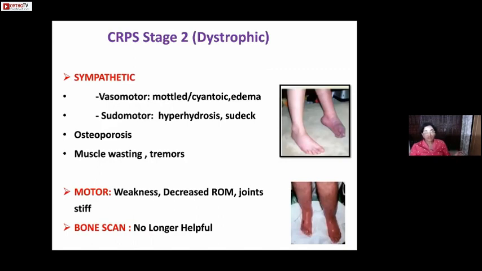Sympathetic changes: there is vasoconstriction leading to cyanosis, and edema is there. Again, altered pseudomotor changes in the form of increased or decreased sweating, and osteoporosis, which is evident on X-rays. There is associated muscle wasting, tremors, and stiffness of joints.